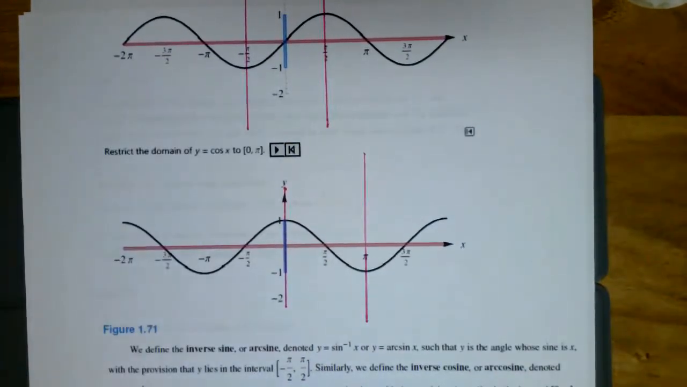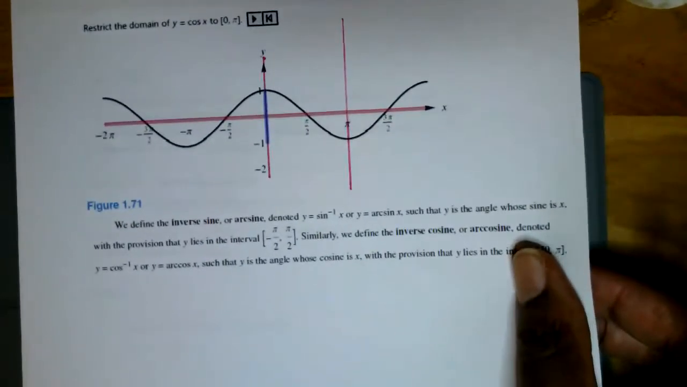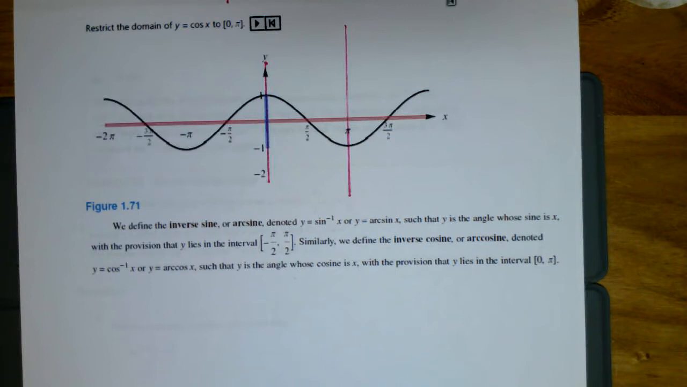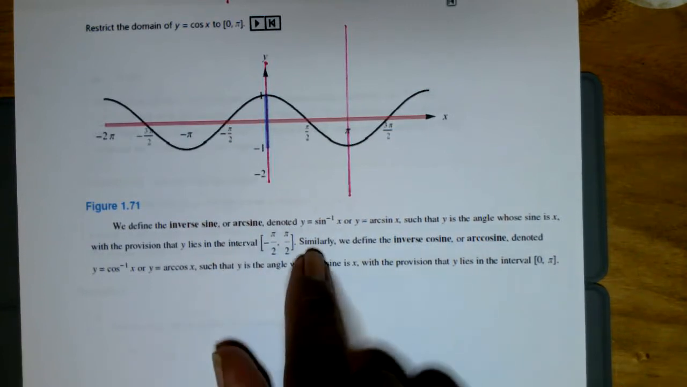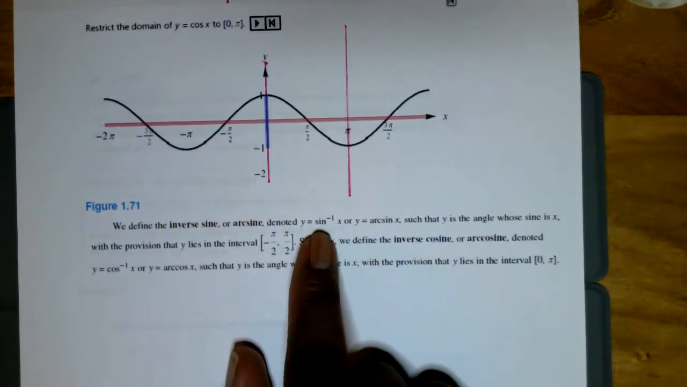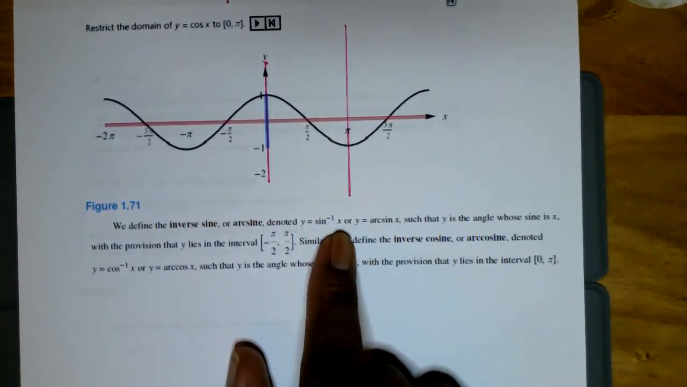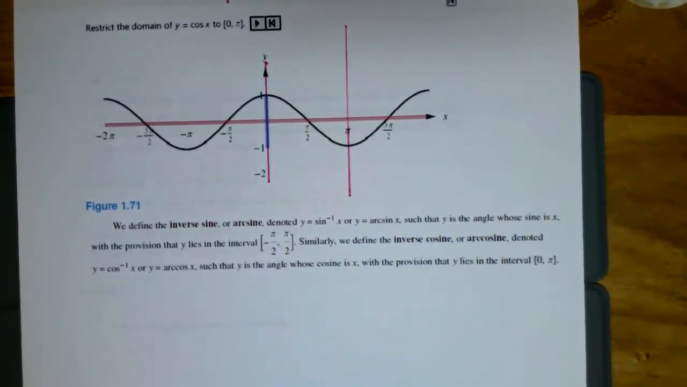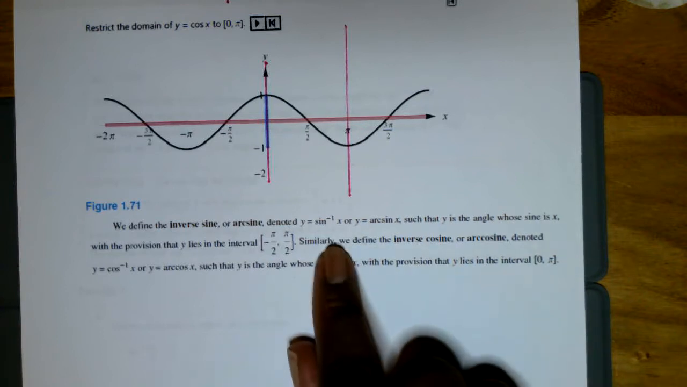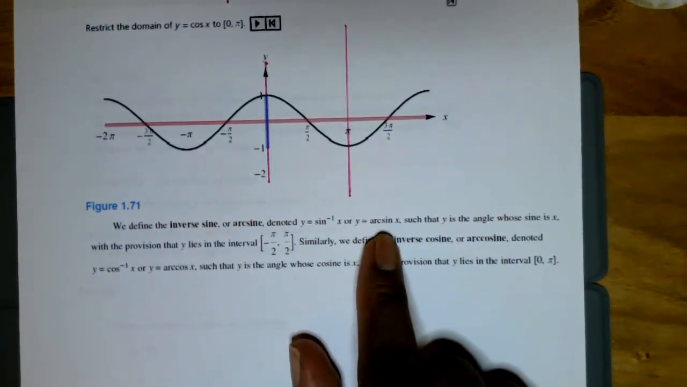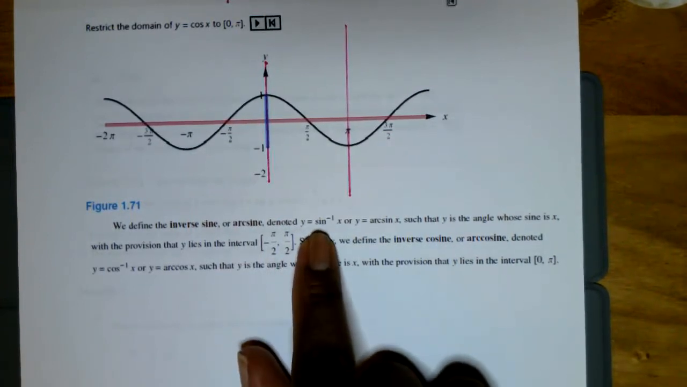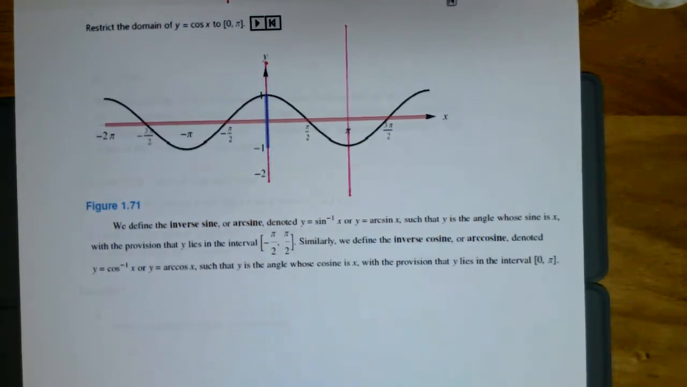So we would have an inverse function. All right, so now let's talk about this right here. Here we're going to define the inverse sine, sometimes called the arc sine, and we denote that as y equals sine with a -1 as an exponent, and then x. That's read as the inverse sine of x. Or we can say y equals arc sine of x. Some textbooks write it as arc sine of x, some write it as the inverse sine of x. They both mean the same thing, okay?